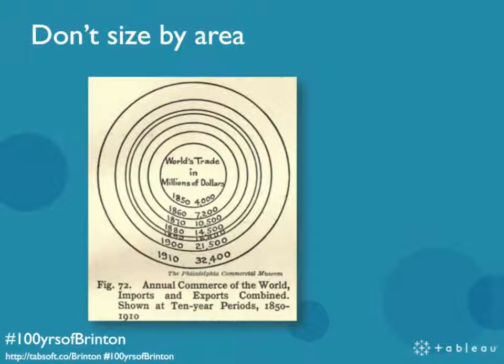The first of which is don't size by area. This is the annual commerce of the world, drawn in circles that get bigger over time. So we've got data from 1850 to 1910. And Brinton was like, this is a disaster. I can't actually compare values.